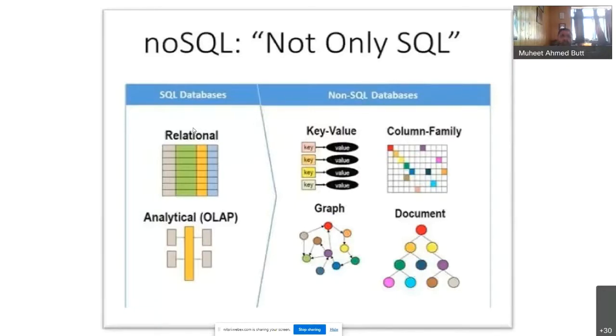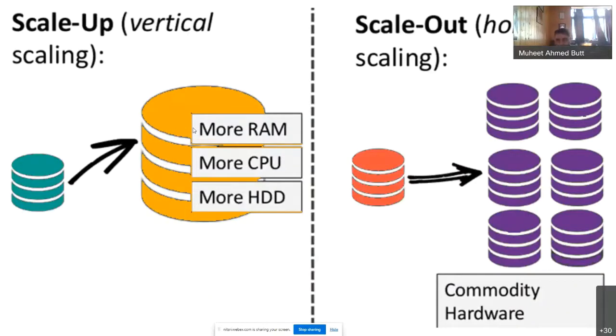But whenever we have NoSQL databases, which we'll be discussing separately in this lecture, we can have key-values, we can have a column family, we can have a graph that we normally use in Facebook, and obviously we have a document type of structure that we normally use in MongoDB. Now there is one important thing between the SQL and NoSQL databases.